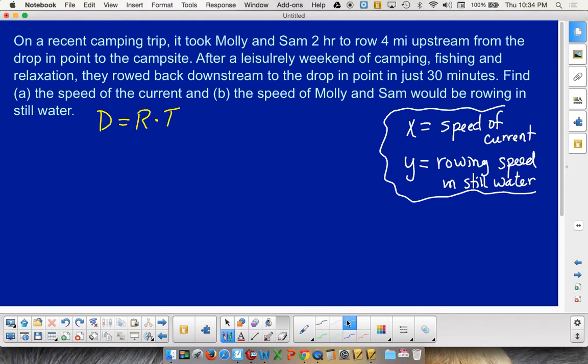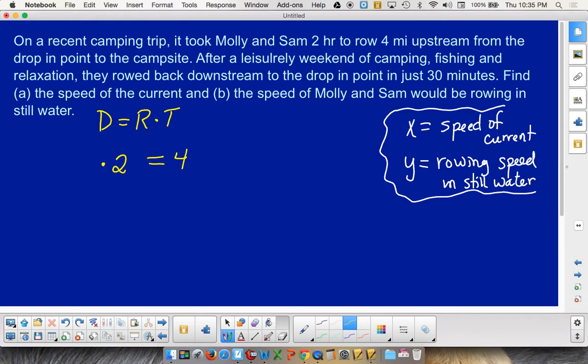So if I go with their first equation, let's go upstream. I need their rate times time to equal their distance. I know the distance they went. Yeah, they went 4 miles upstream, told us that. So we know distance. I need their rate and their time. How fast are they moving? Do I know either one of those? Well, when they went upstream, I actually know it took them 2 hours. So I got their time. All I need is the good old tricky rate.